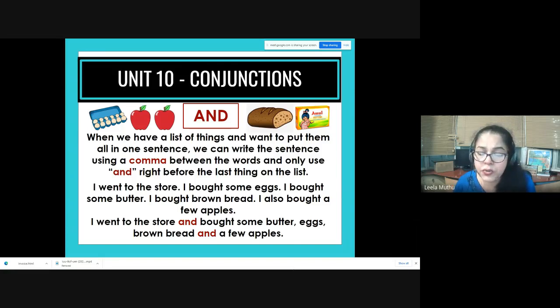I went to the store and bought some butter, comma, eggs, comma, brown bread, and a few apples. Okay, so I've got everything neatly tied up in a sentence. So you notice the position of the commas. They are all over the place. You have a comma here, after butter, after eggs, and before brown bread, you do not have a comma because the next word after brown bread is the conjunction and you don't put a comma before the and when you're listing items. Okay.